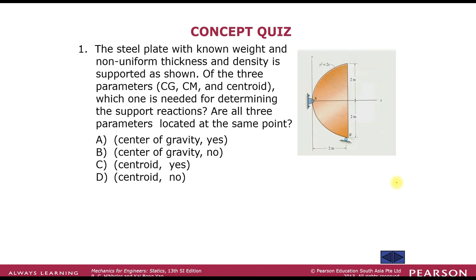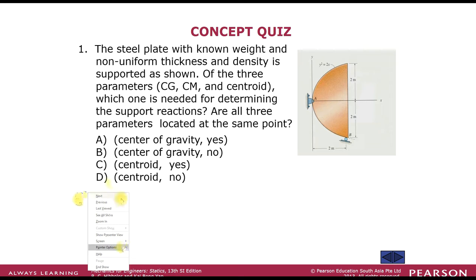So the question is, if you want to determine what kind of support reaction needs to happen on this steel plate, which is supported as shown, of all three parameters, which one is important? Center of gravity, center of mass, or centroid? And are all three parameters located at the same point?